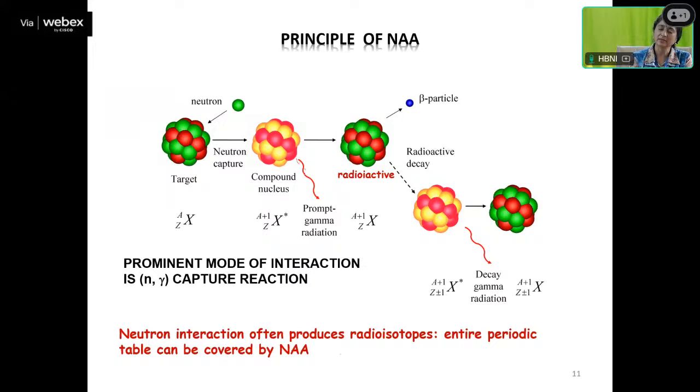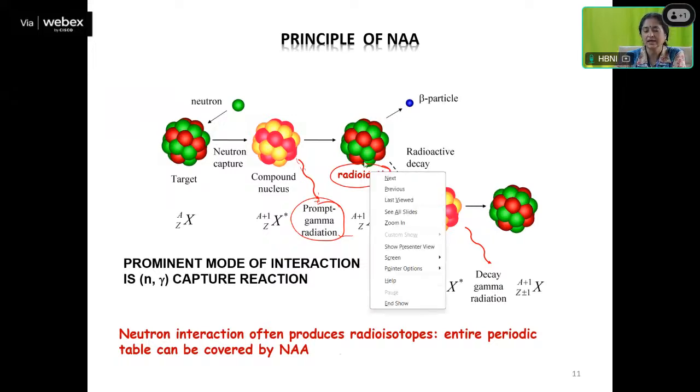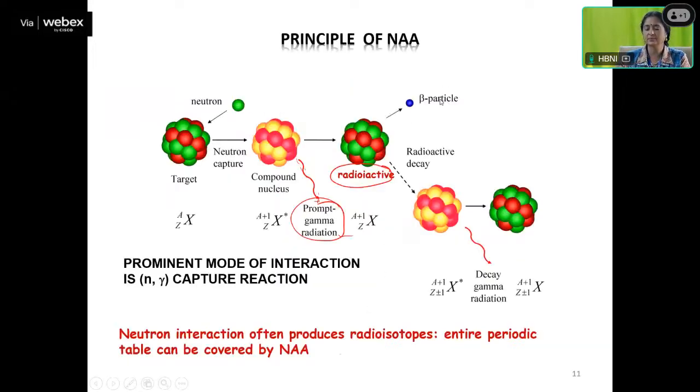So here the gamma rays coming out of this compound nucleus are prompt gamma radiation. These prompt gamma radiations are also used for analysis of some elements. Then after absorbing that neutron, because the proton and neutron balance is no longer there, it becomes radioactive. Now this radioactive material tends to decay, by beta particle decay, and due to this it will again transform to an element, say X star, which is in an excited state, and which will emit one gamma radiation to form a stable nuclide.